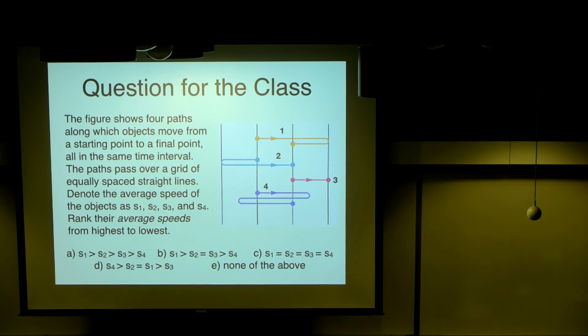Okay? So that's how we want to just think about these conceptually. So hopefully you're seeing the difference between distance, displacement, and speed and velocity. They're not exactly the same thing.